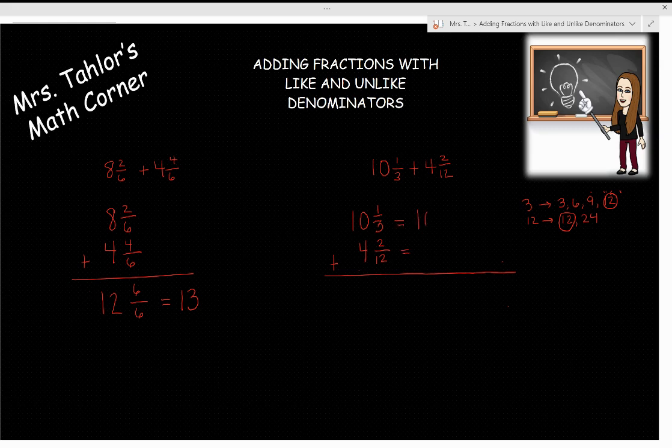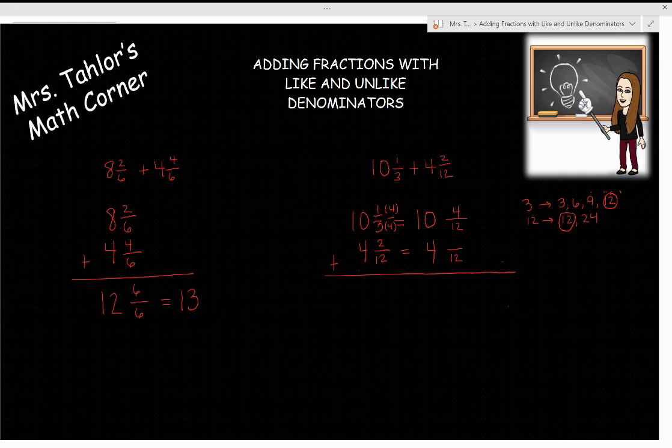I'm going to bring over my whole number, both on the top and the bottom, and then I'm going to create a common denominator of 12. So 3 and 12 are different from each other, but I know that 3 times 4 equals 12. Well, what I do to the denominator, I have to do to the numerator. So I need to multiply 1 times 4. 1 times 4 is 4. If you notice, 1/3 times 4/4 is the same as saying 1/3 times 1 whole.